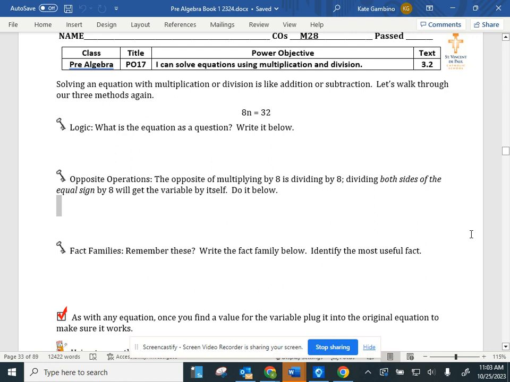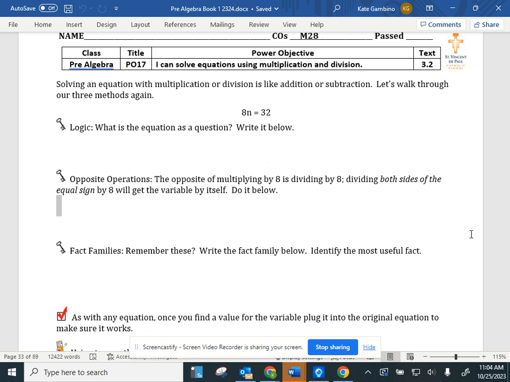Okay, good morning. Today we are continuing with solving equations with variables. Yesterday's objective was very similar. Yesterday was using adding and subtracting. Today we're doing PO17, which is solving equations using multiplication and division. So it's the same concept.